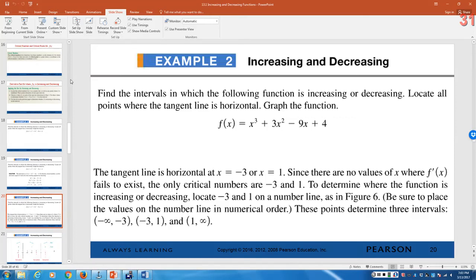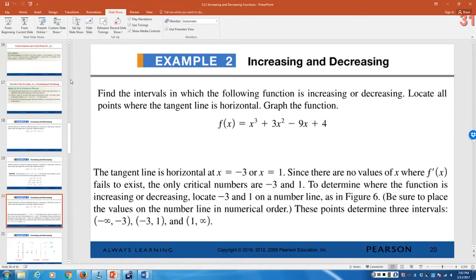And as I said, we know that it has a horizontal, as in slope of 0, tangent at those two numbers. And there are no places that f of x doesn't exist, because there's nothing there where it would ever cause it to divide by 0. We're not ever going to take the square root of a negative number because it doesn't take square roots. So it's always defined, then those are the only two critical numbers there are, -3 and 1.